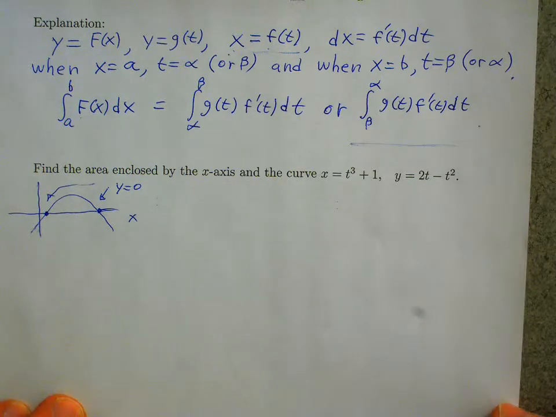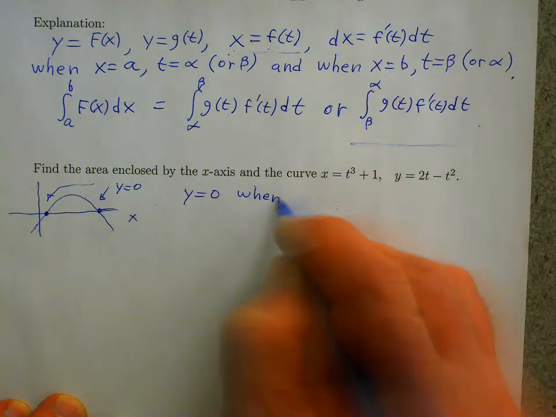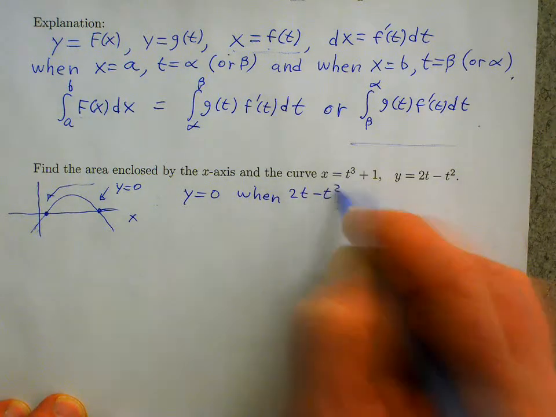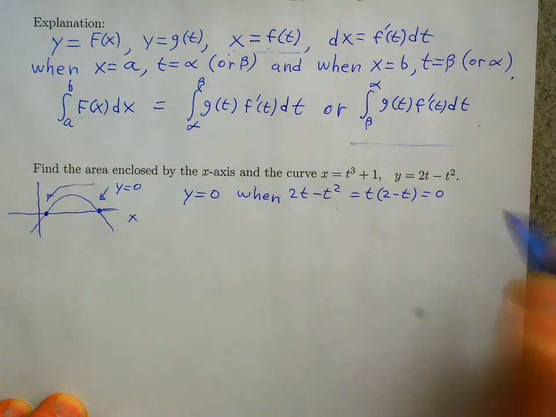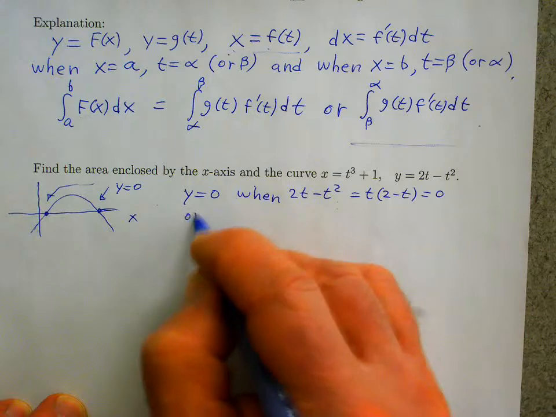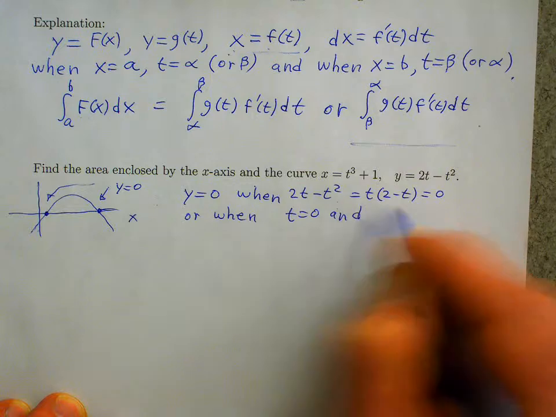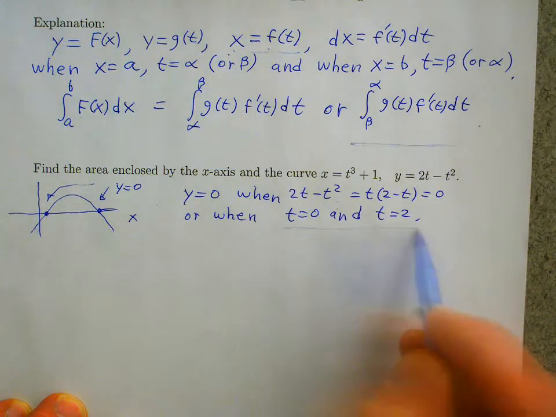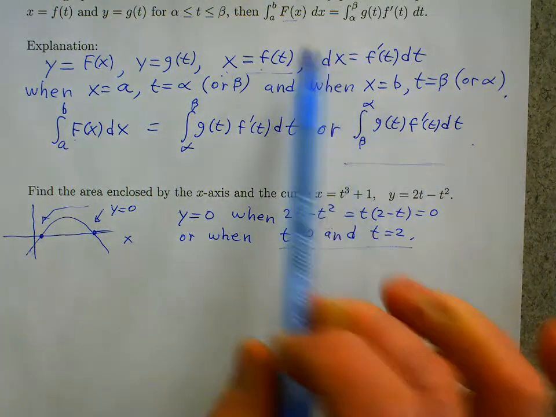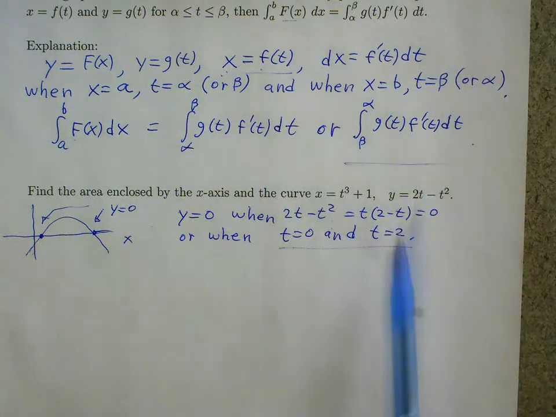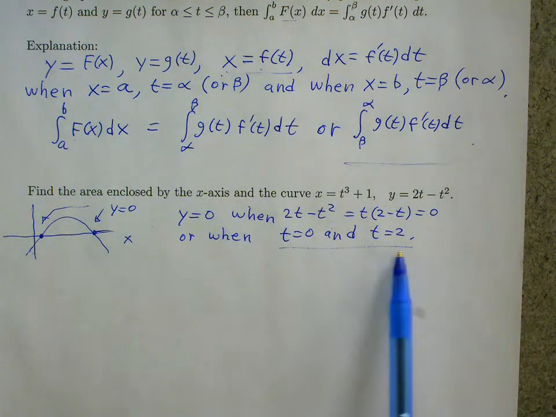See what I mean? So note that y is equal to 0 when 2t minus t squared, in factored form t times 2 minus t, is 0, or when t equals 0 and t equals 2. So when we use our integral formula up here, the limits of the integral with respect to t are t equals 0 and t equals 2.